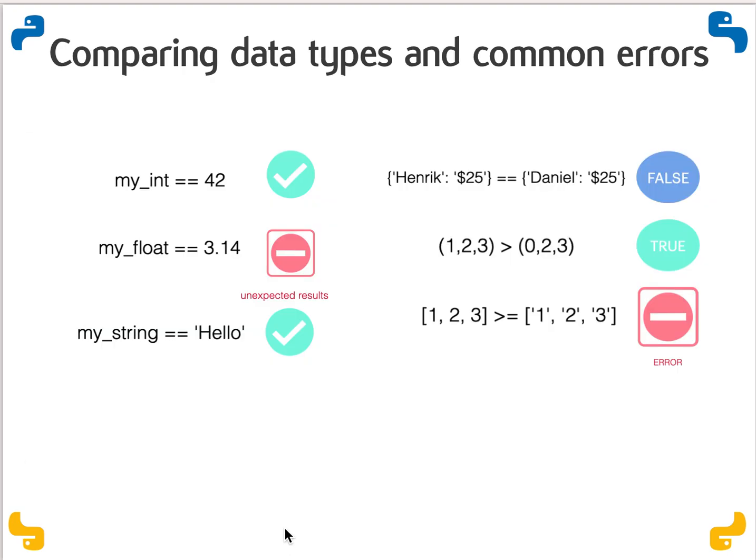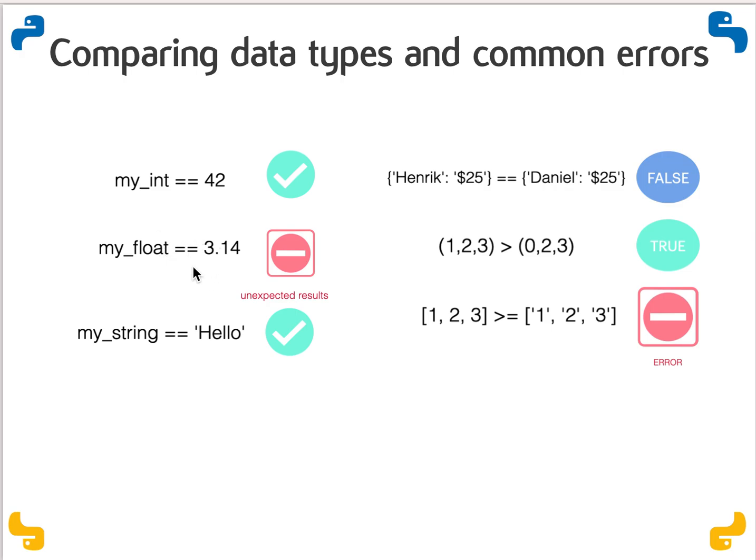So this one is for comparison operators. And with comparison operators, types really matter. The way Python compares values depends entirely on what kind of data these values are. So if you try to compare things that don't make sense together, like a number and a string, you will get a type error.